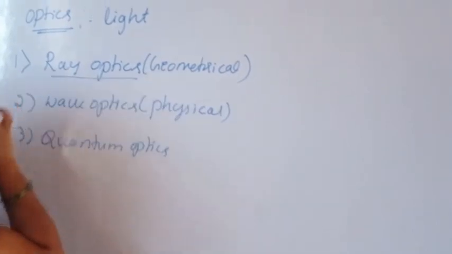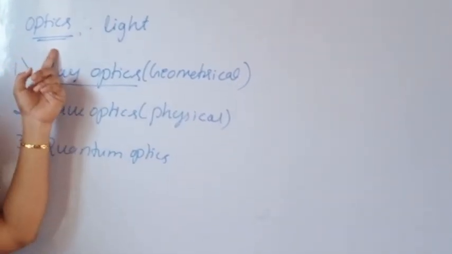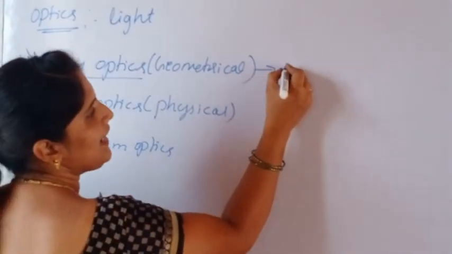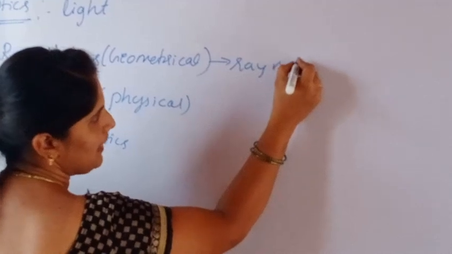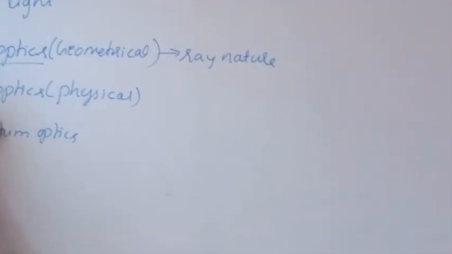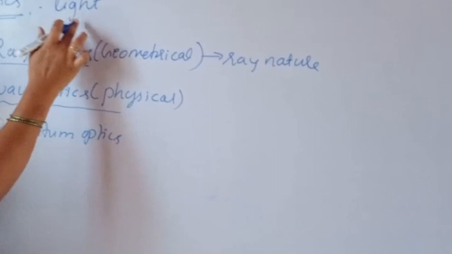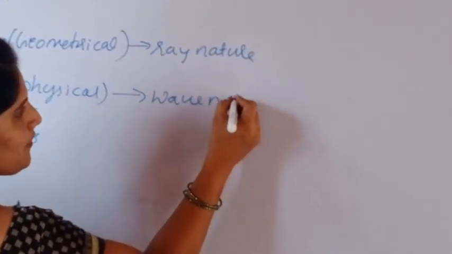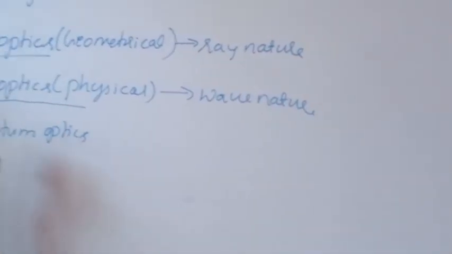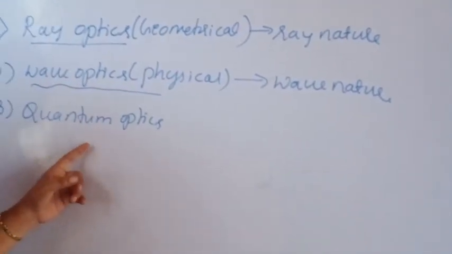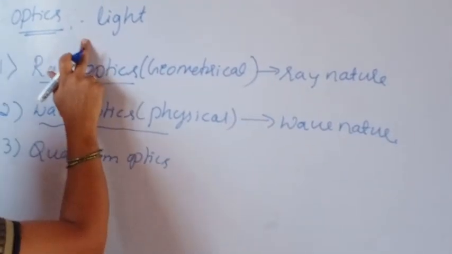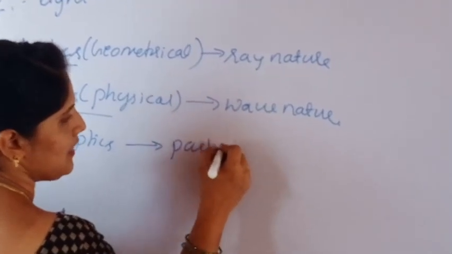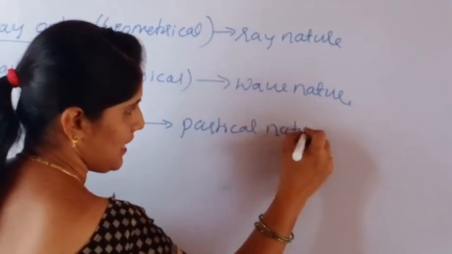Ray optics is a branch of optics which deals with light on the basis of ray nature. Wave optics is the branch of optics which deals with light on the basis of wave nature. And finally, quantum optics. Quantum means particle. So, quantum optics is the branch of optics which deals with light on the basis of particle nature.